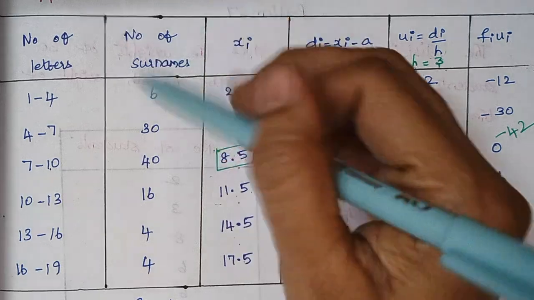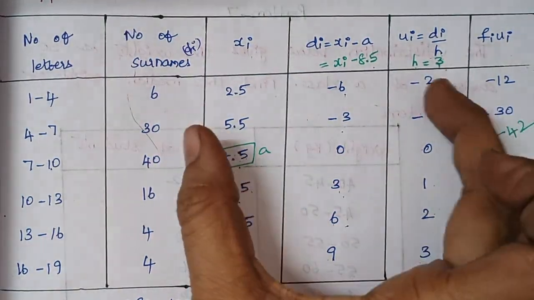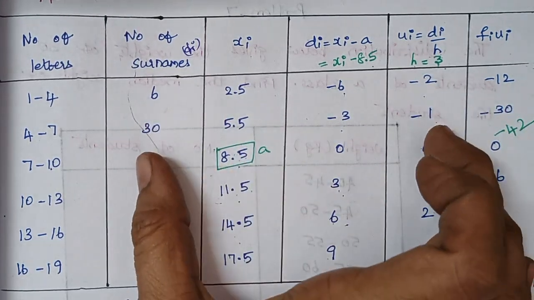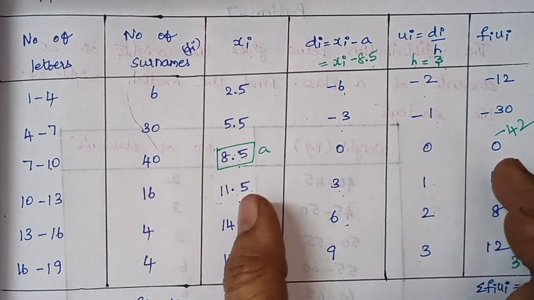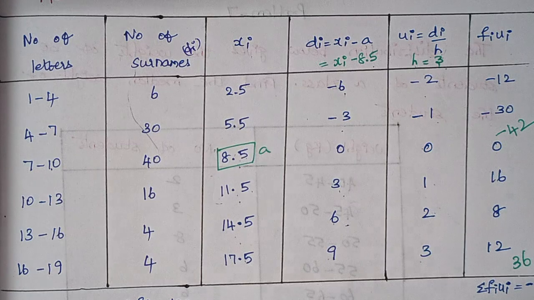So here, this is your Fi. This is the value of Fi. So Fi into ui. 6 into minus 2, minus 12. 30 into minus 1, minus 30. 40 into 0, 0. 16 into 1, 16. 4 2s are 8 and 4 3s are 12.